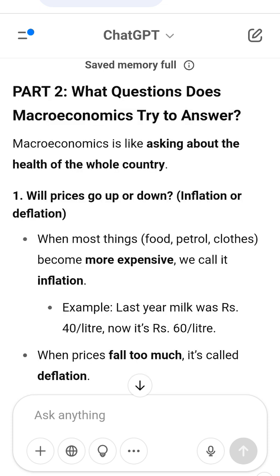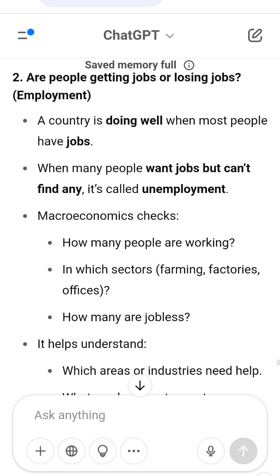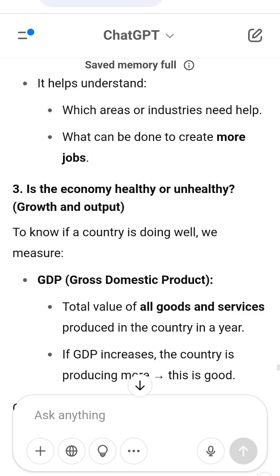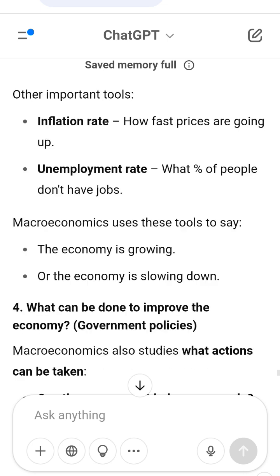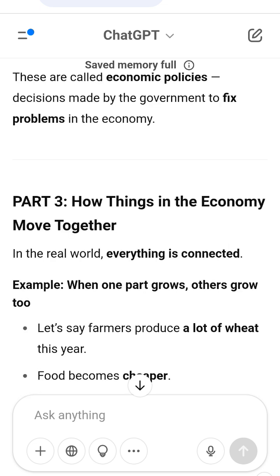Part 4, why macroeconomics is important for everyone. Macroeconomics is not just for economists or government. It's for everyone, because we all live in the economy. If prices rise, it affects your shopping. If jobs are lost, it affects your family. If the economy slows down, it affects your future. Macroeconomics helps us understand what is happening, know what's wrong or right, and make smart decisions as people, voters, workers and students.